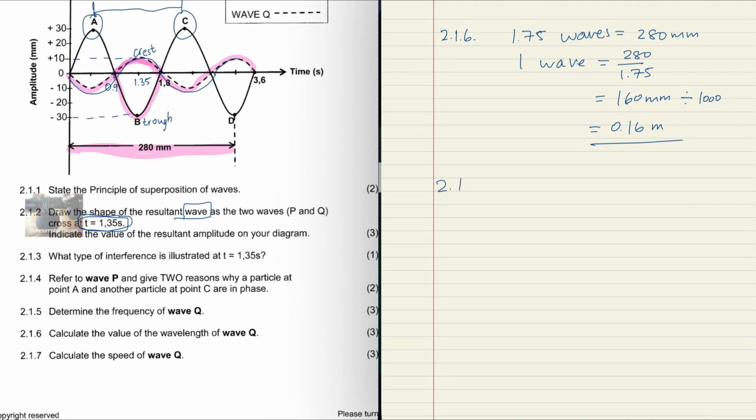Question 2.1.7, calculate the speed. So v is equal to f times lambda. Frequency was 0.55. Lambda is 0.16. And that gives us an answer of 0.088 meters per second.